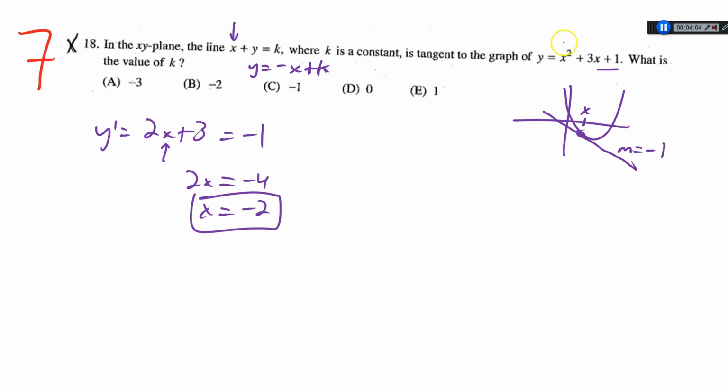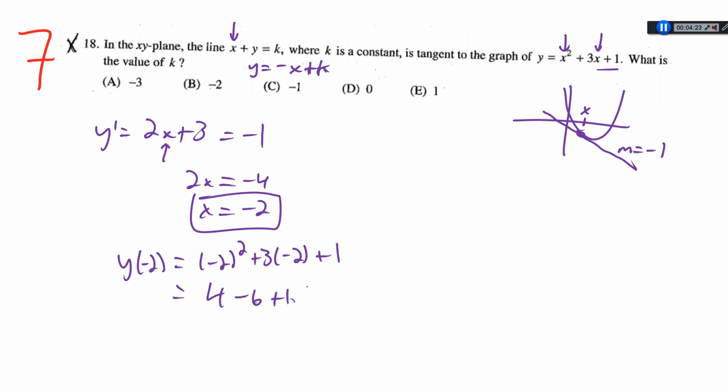That goes here. It also goes here. So I can find what the y coordinate is by plugging in -2. So y of -2, so I'm kind of using function notation with y here. Y of -2 would be -2 squared plus 3 times -2 plus 1. So that would be 4 minus 6 plus 1, -2 plus 1, which is -1.